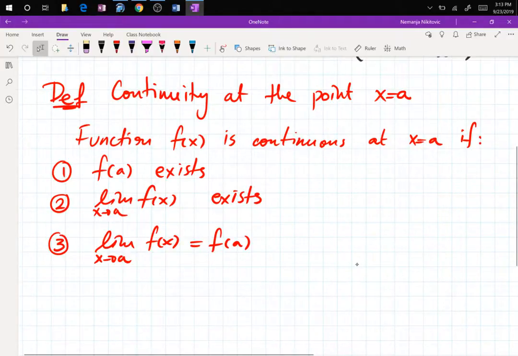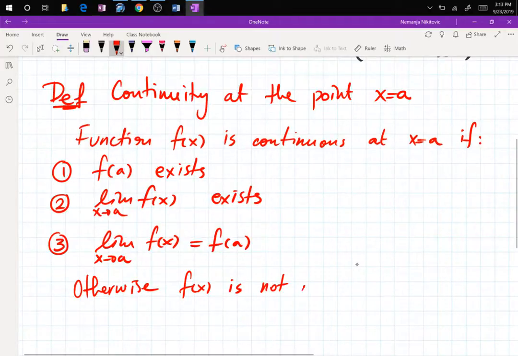So the function is continuous. Otherwise, f of x is not continuous at x equals a. So this is our definition, and we now have something to compute.